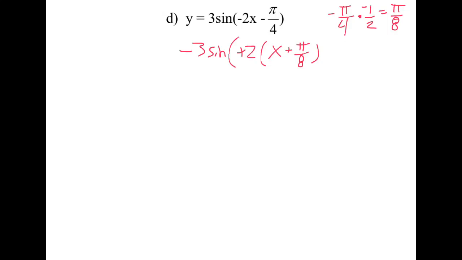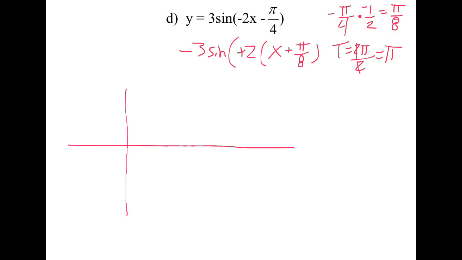And so, now let's figure out what this period is. Normal period is 2 pi. Need to divide that by that coefficient of 2, so we're left with pi. Okie dokie. Let's sketch these axes.